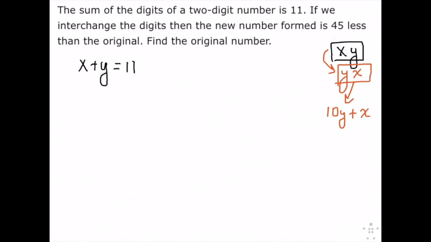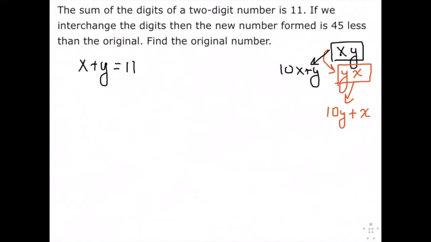So when I say the new number formed is 45 less than the original, I mean the value of the new number, and I also mean the value of the original number. Whenever I refer to the number, I mean the value of it, and we obtain the value by multiplying the digit by whatever place it's in. So in the top one, x is in the tens, y is in the ones. In the bottom, y is in the tens, x is in the ones.